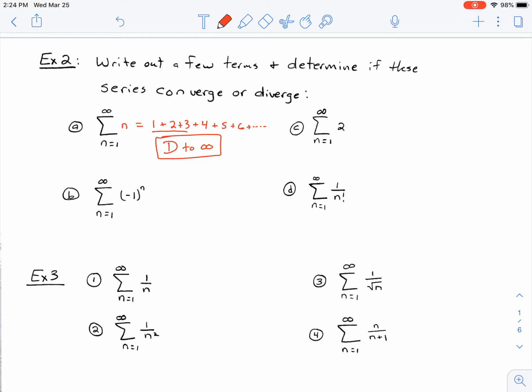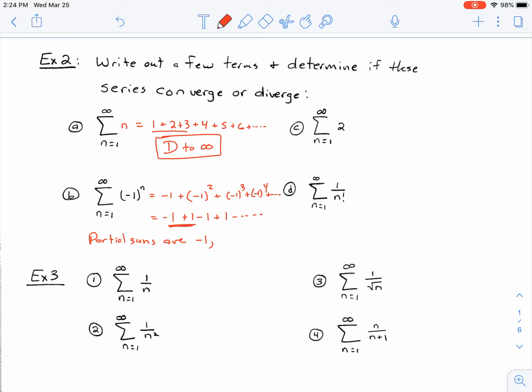All right, B, -1 to the n. When n is 1, this is -1 to the first power. When n is 2, we get -1 squared. Then -1 cubed, -1 to the fourth, and so on. What you get here is -1 plus 1, -1 plus 1. So the partial sums are, let's see, the first one is -1.